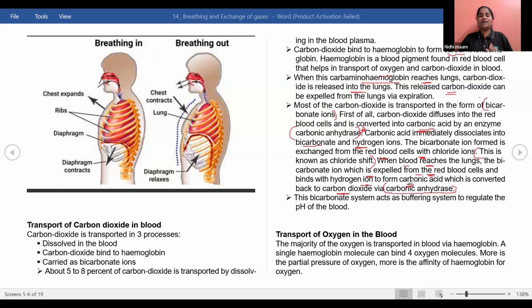Carbonic acid, again, is converted into carbon dioxide. So this bicarbonate system acts as a buffering system to regulate the pH of the blood.